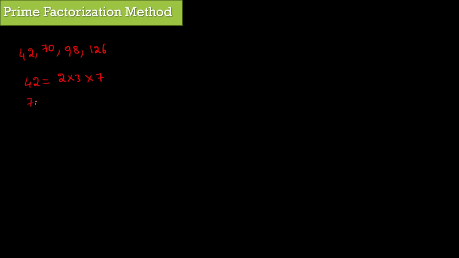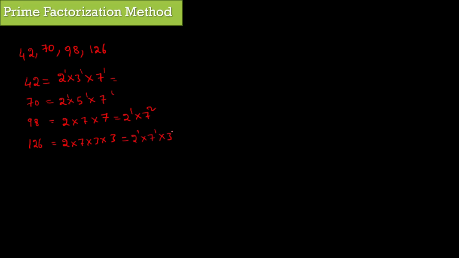And what about 70? 2 into 5 into 7. What about 98? 2 into 7 into 7. And what about 126? 2 into 7 into 3 into 3. So here you can see it is 2 power 1, 3 power 1, 7 power 1, 2 power 1, 5 power 1, 7 power 1. This can be written as 2 power 1 into 7 square, and this can be written as 2 power 1 into 7 power 1 into 3 square.